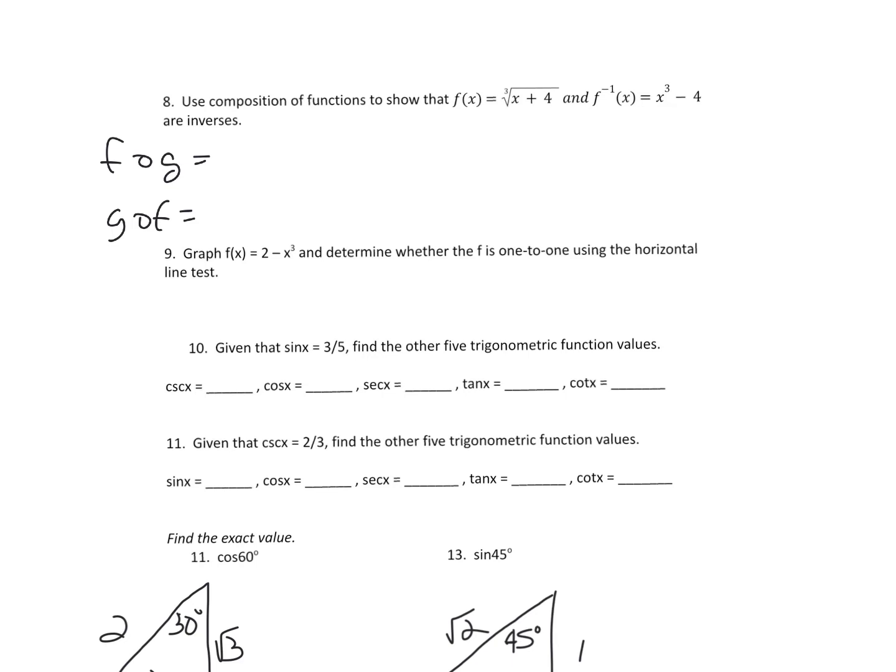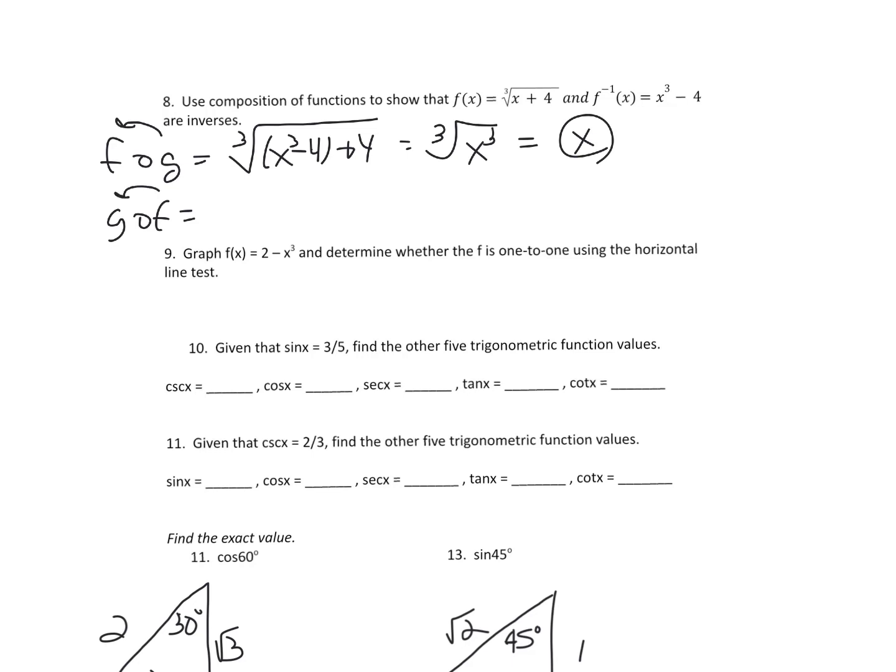So this first one, f of g, means I'm going to take function g and plug it into f, which will look like this. I'm plugging that x cubed minus 4, where the x is, in function f. If I do that, the 4's cancel, I'll get cube root of x cubed, which is just x, which is what I needed. Then I'm going to go backwards.